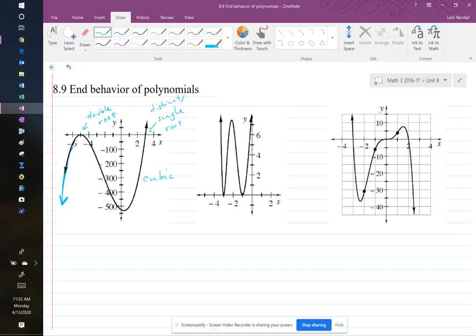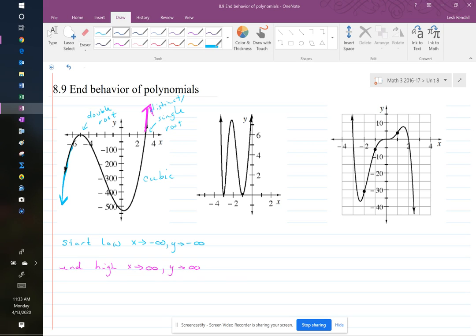So here, when we look at the behavior on the left, we know that it is starting low. But to mathematically say it's starting low, we know as x is getting super small, which means it's approaching negative infinity, y is also getting super small, and that's negative infinity as well. When we look at the end behavior at the other end of the graph, we see that it is ending high, which means that as x is getting super big, meaning positive infinity, y is also getting super big, and that is also positive infinity.